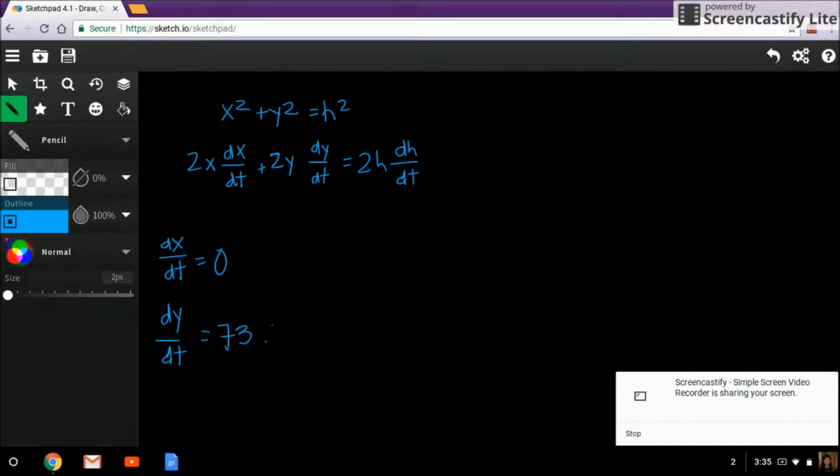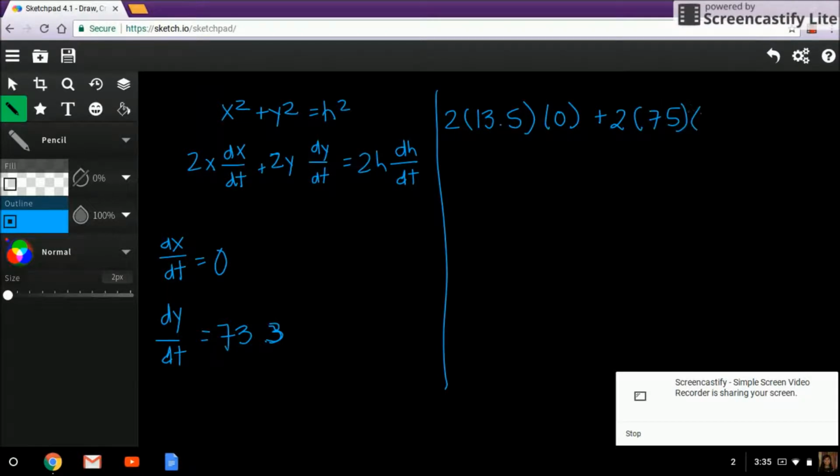Dx over dt will equal 0 since Megan isn't moving. Dy over dt is the velocity of the ball, which would usually be 50 miles per hour, but is converted to feet per second. That is how we got 73.3. We plug in everything we know: our x, which is 13.5, and the dx over dt, the y, which is 75 feet, and the dy over dt, which is 73.3 feet.